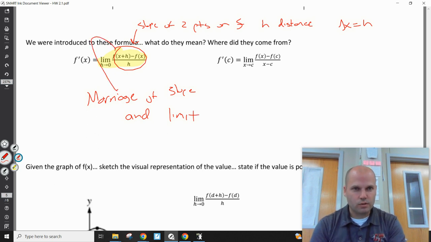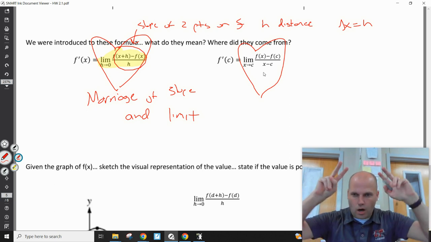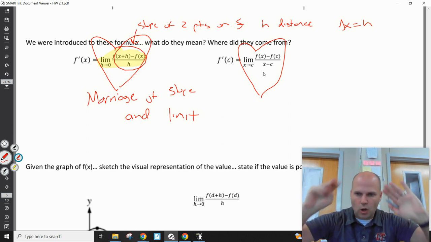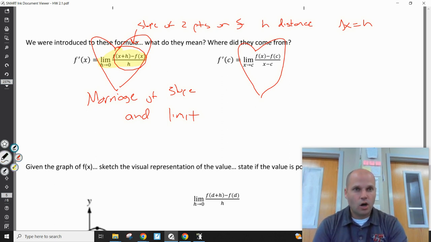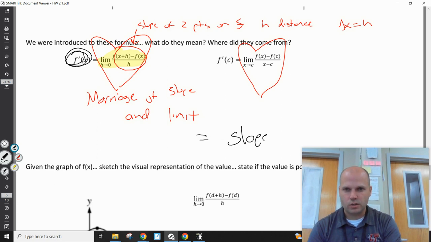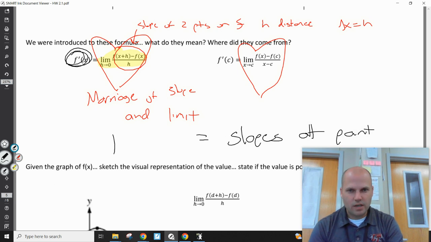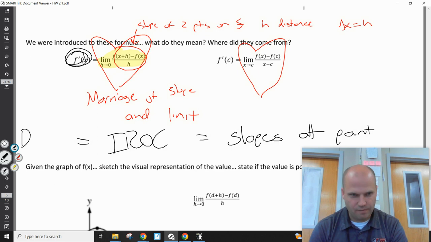This is Newton's matchmaker. He married the limits and the slope formula. These are the formulas for slope at a point. This is what Newton created to find equations for f prime. Okay? Marriage of slopes and limits equal slopes at a point. Slopes at a point tell you exactly how the function is changing, tell you the derivative.